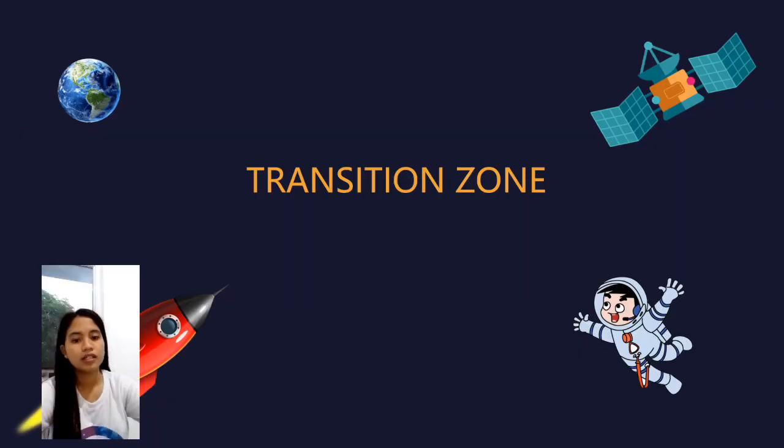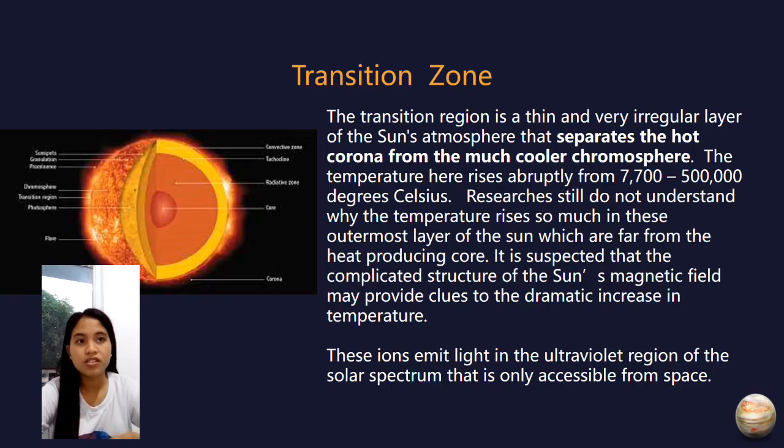The chromosphere may play a role in conducting heat from the interior of the sun to its outermost layer, the corona. Next layer is the transition zone. The transition zone is a thin and very irregular layer of the sun's atmosphere that separates the hot corona from the much cooler chromosphere. The temperature here rises abruptly from 7,700 to 500,000 degrees Celsius.